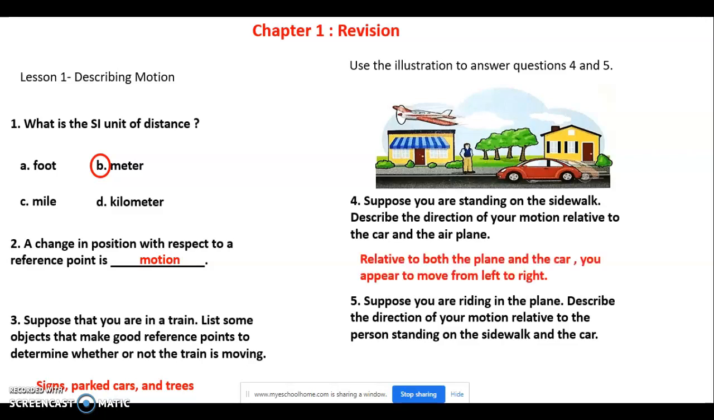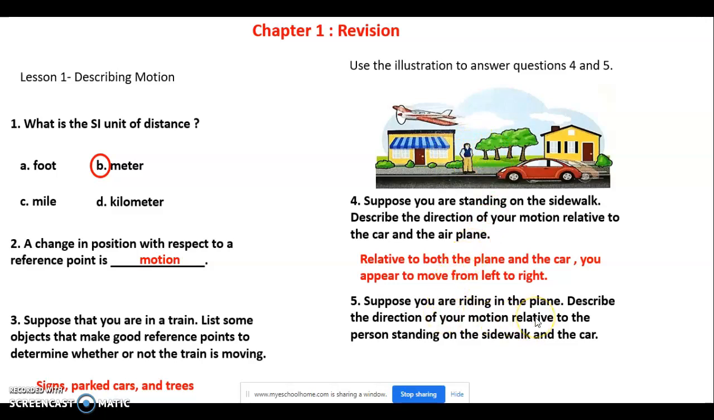So you can see that the airplane is moving to the left of the screen and the car is moving to the left of the screen. Or in other words, to the right of the man, if you try to imagine it. So they are moving in the same direction. You appear to be moving away. So relative to both the plane and the car, you appear to move from left to right according to the screen. Okay, so they are moving to the left and you appear to be moving far away from them in the opposite direction. So it's from left to right.